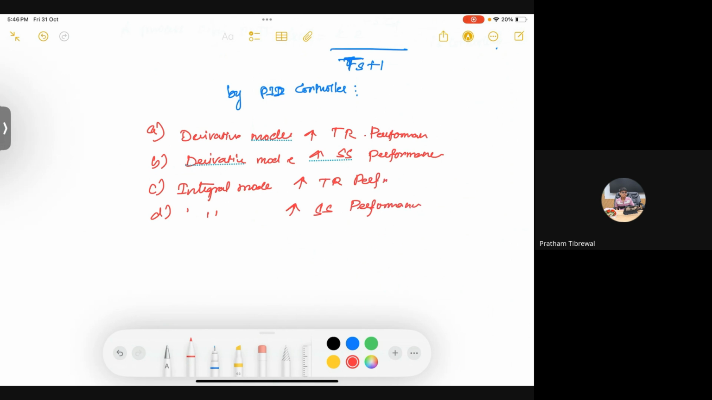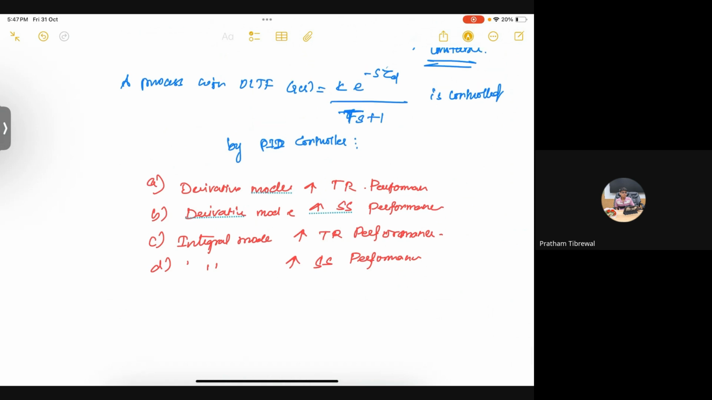It's a little twisted, but straightforward only. Twisted to interpret. So take your time, understand what the question tells, and then explain. I have a system with e power minus s tau d. That is a time delayed system. So I have this form of a system where I say the derivative mode improves the transient response, derivative mode improves the steady state response, or integral mode improves transient and steady state. So which one will go well with this? Which improves what?